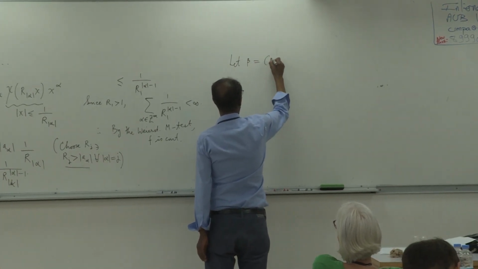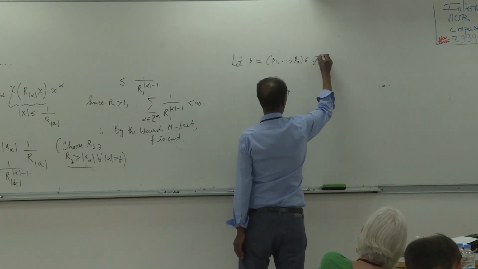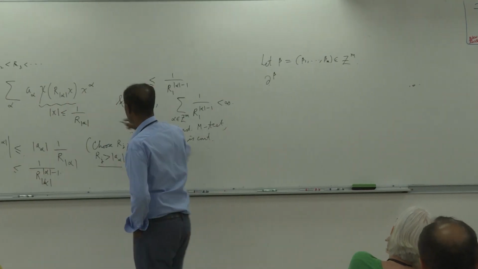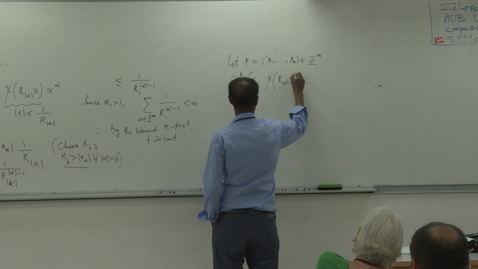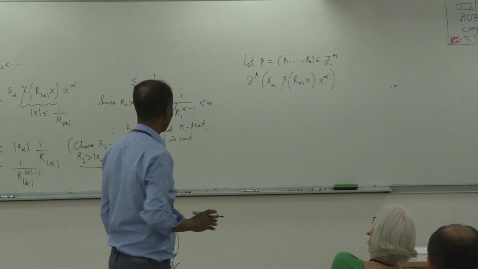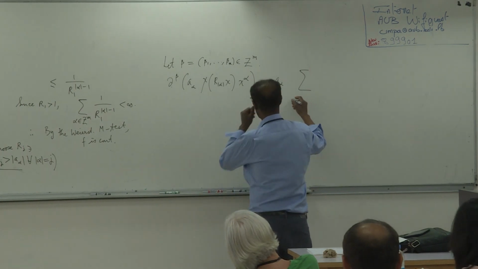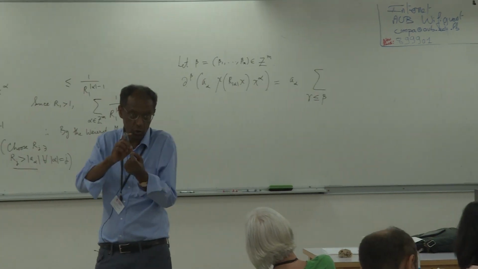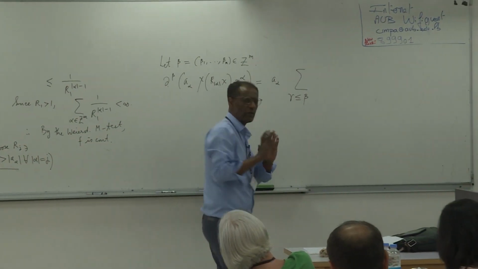So let beta equal beta 1 through beta n be a fixed multi-index, and take the beta derivative of these terms, a_alpha chi of r_alpha x, x to the alpha. Okay? So Leibniz rule, the product rule. What does the product rule say? Well, a_alpha comes out, and I have to sum over all multi-indices gamma less than or equal to beta, meaning component-wise gamma_j is less than or equal to beta_j.